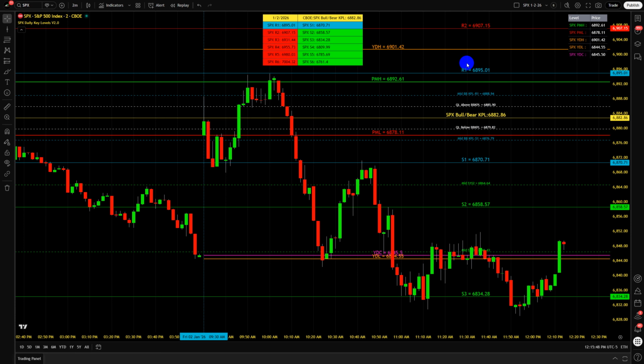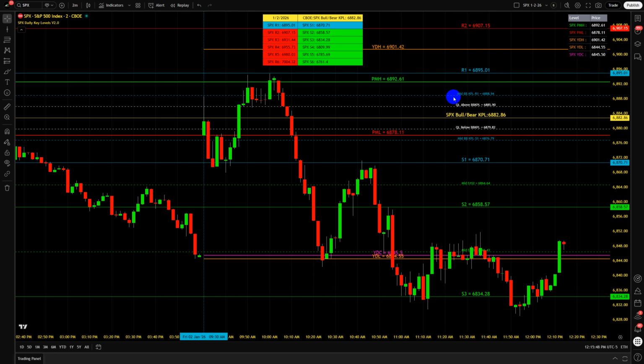If you were taking a bearish trade off of R1 as an example, and you wanted to use a tight stop loss, then you would turn on the QL above R1. Or if you were taking a bullish trade off of R1 and you wanted to use the tight stop loss, then you would turn on the QL below R1. And the same thing goes for the other levels for either bullish or bearish trades.